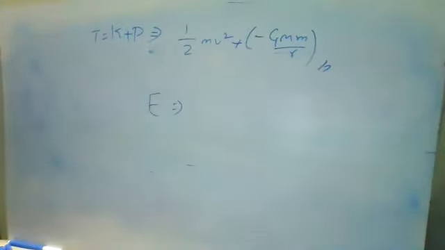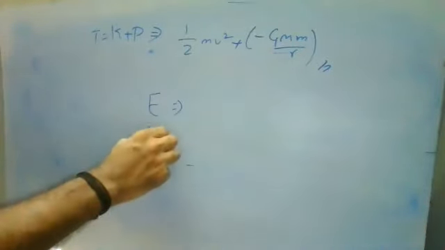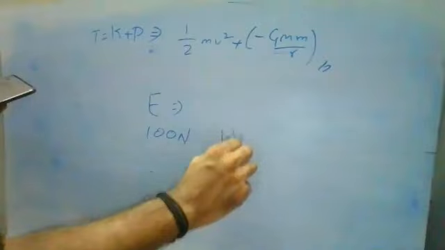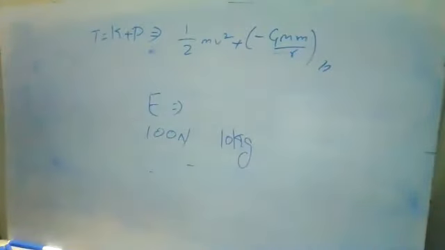E we need to find, when the force is 100 newtons. So the force they have given as 100 newtons, acting on a body of mass 10 kgs in the gravitational field. So find E. Earlier I gave you the relation for gravitational field intensity, field strength.